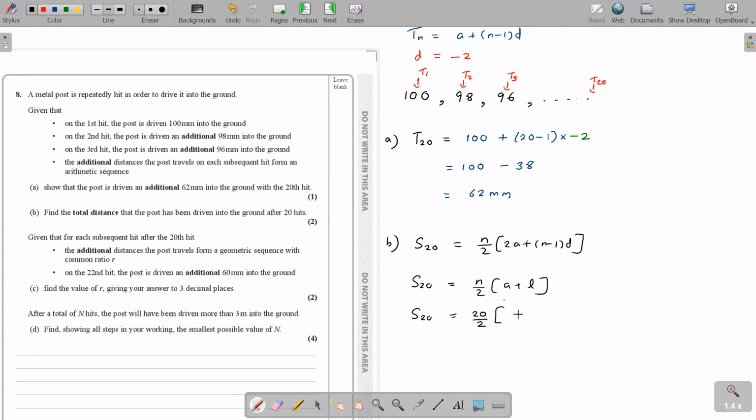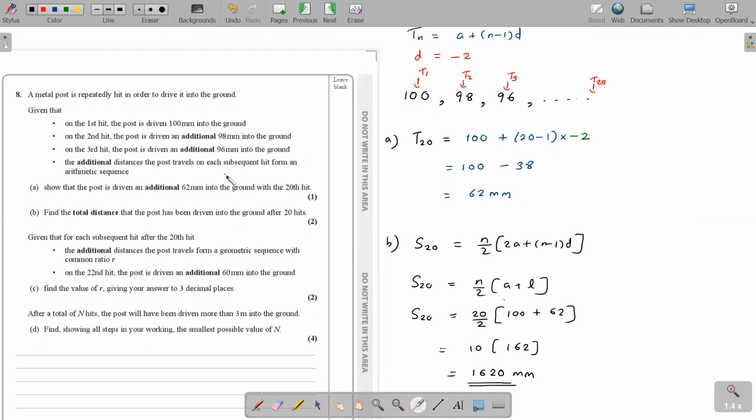When divided by 2, A is 100. What's the last term? So the last term, the 20th term I found, is 62. And I know the answer here. How much is the answer? 10 times 100 plus 62 is 162. So I get here 10 times 162 is 1620 meters. Is this clear? Not meters, millimeters. Be careful of the unit.